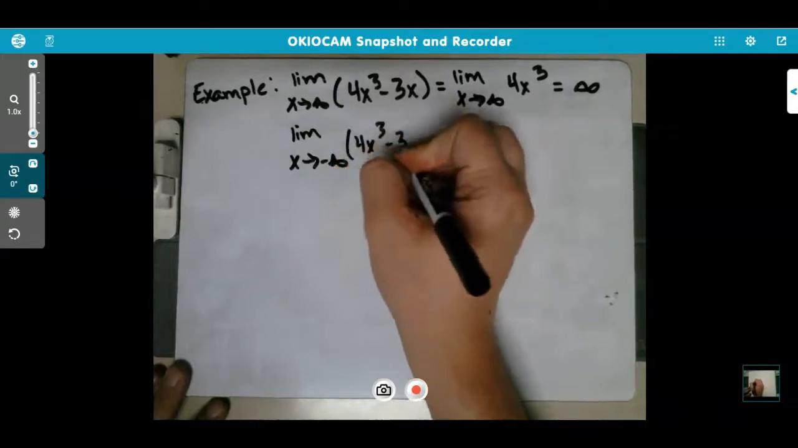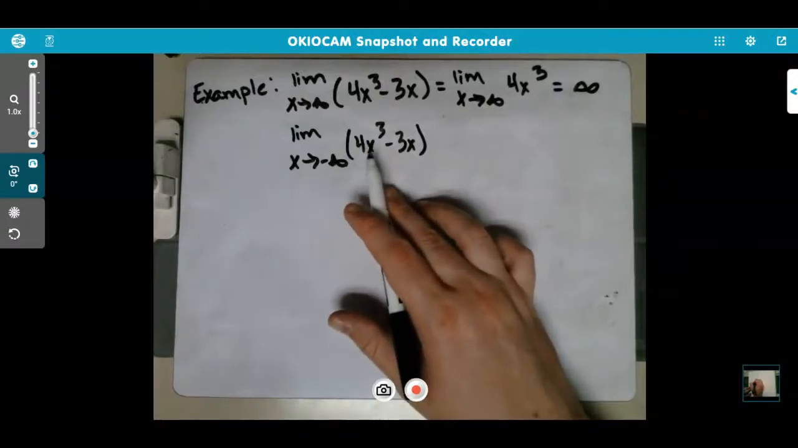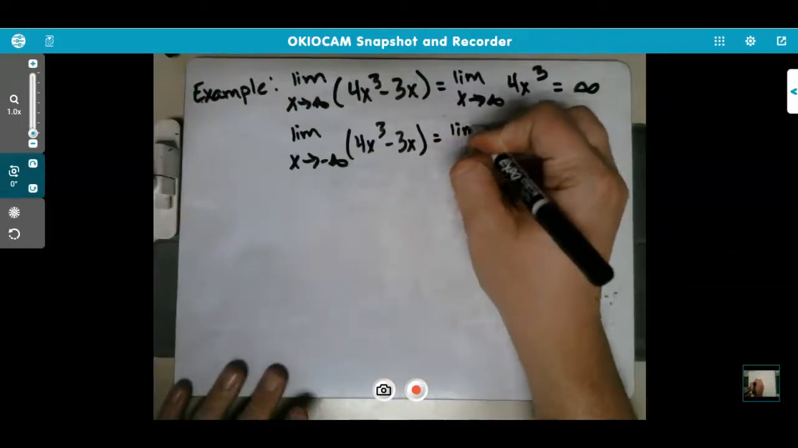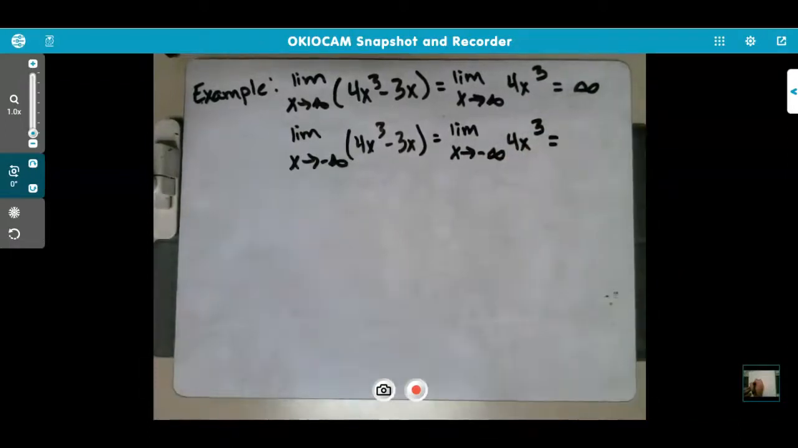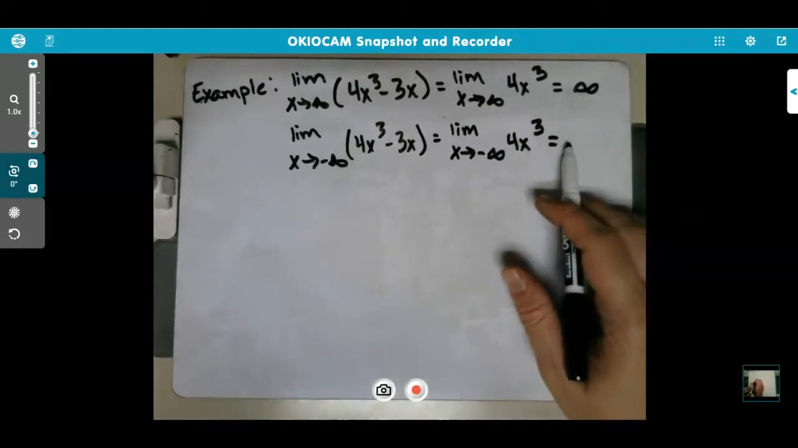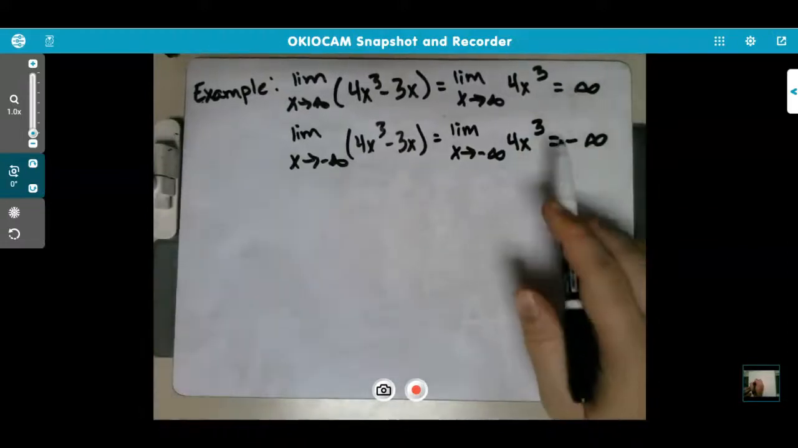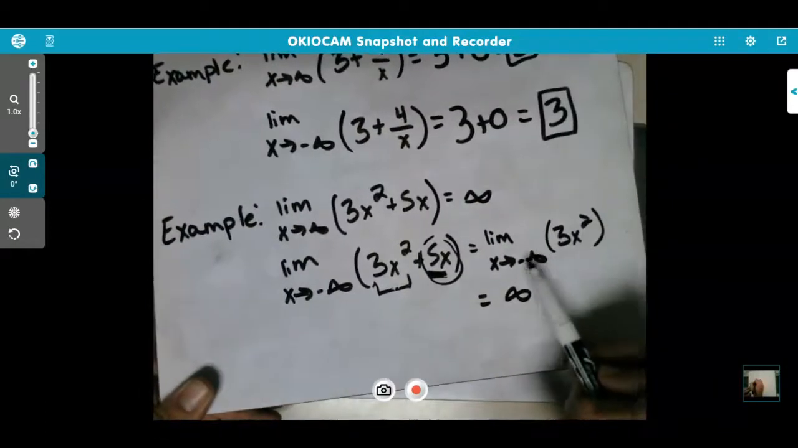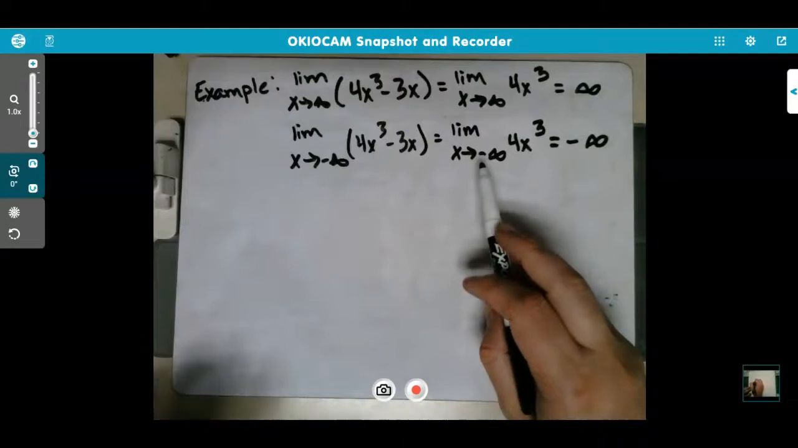Once again, as we've said, I only really need the x cubed term because that's going to grow way quicker than 3x does. So again, I only need this first term. So that's the limit as x goes to negative infinity of 4x to the third. Now let's think about this. A negative being cubed is still what? A negative. So this one's going to be negative infinity because it's being raised to the third. Whereas on the last one, it was being squared, and so that's going to make it positive. This one is being cubed, and therefore it's going to stay negative.